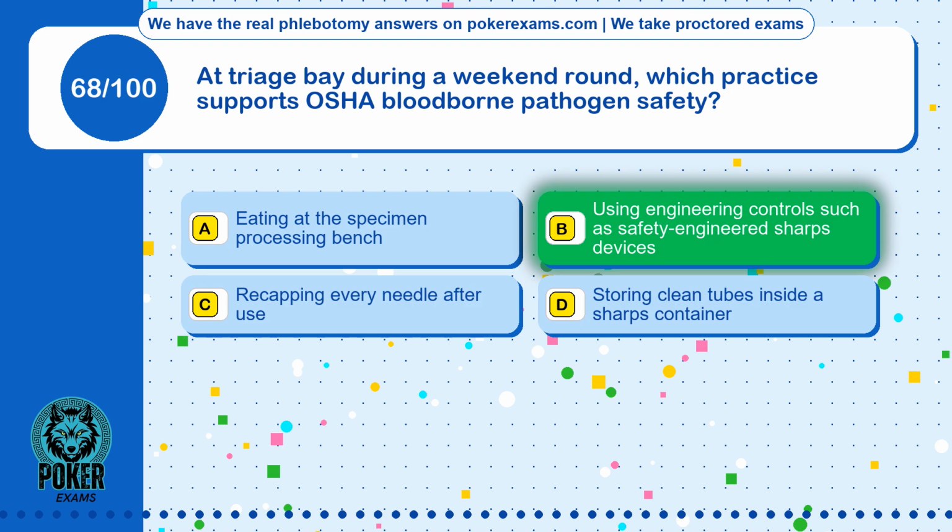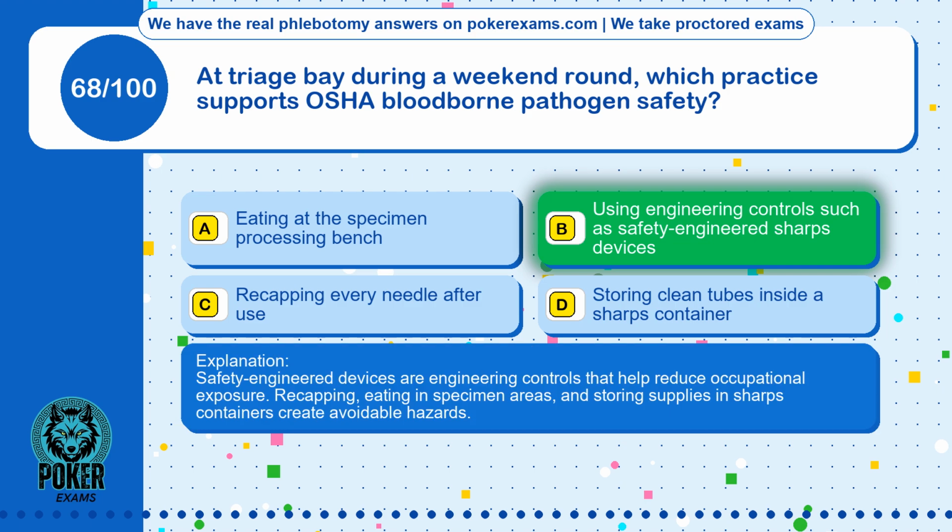The correct answer is option B. Using engineering controls such as safety engineered sharps devices. Safety engineered devices are engineering controls that help reduce occupational exposure. Recapping, eating in specimen areas, and storing supplies in sharps containers create avoidable hazards.